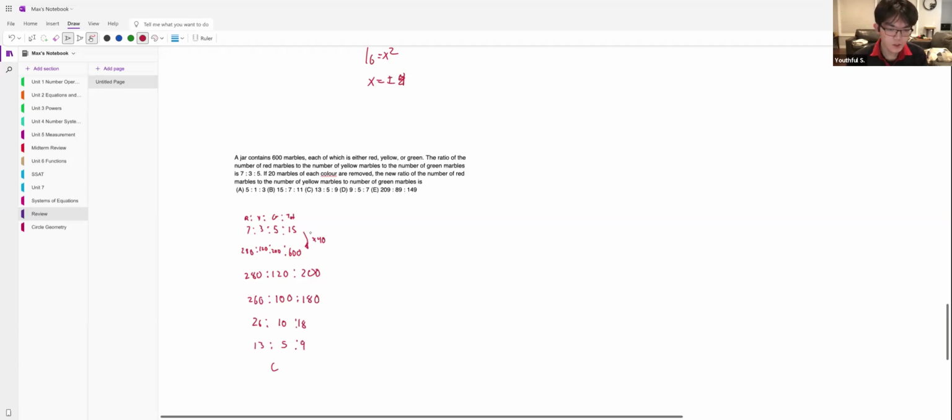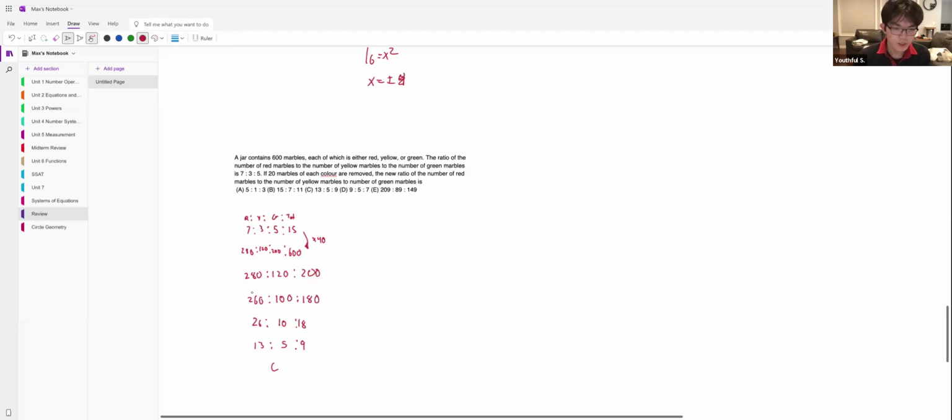right? So then that's 40 times the amount, right? 600 divided by 15 is 40. So you multiply each of the ratio amounts by 40 to give you the actual amount of each marble. So then 5 by 40 gives you 200. 3 by 40 gives you 120, and 7 by 40 gives you 280. So you have 280 to 120 to 200, which is red to yellow to green, right?